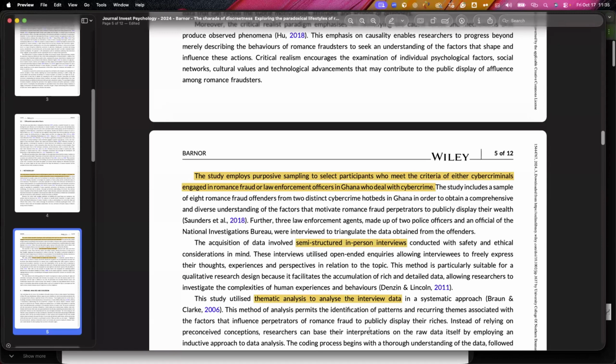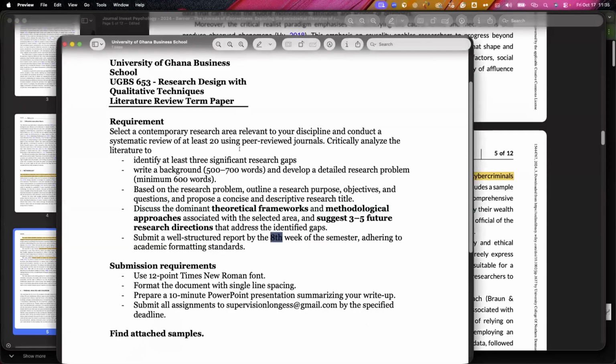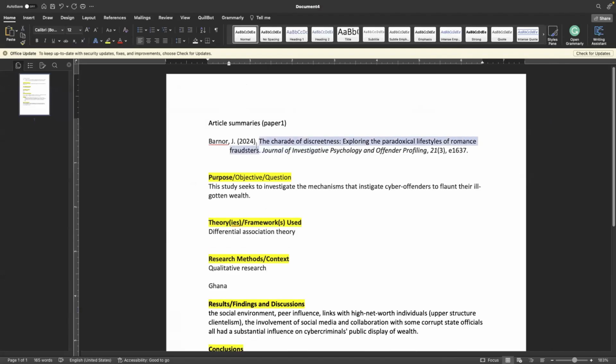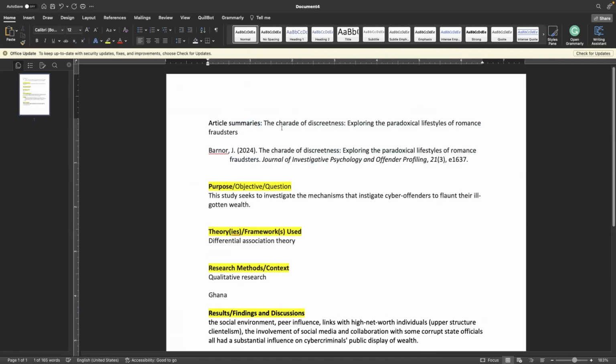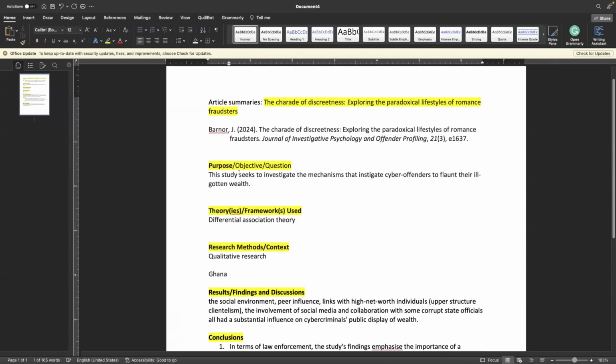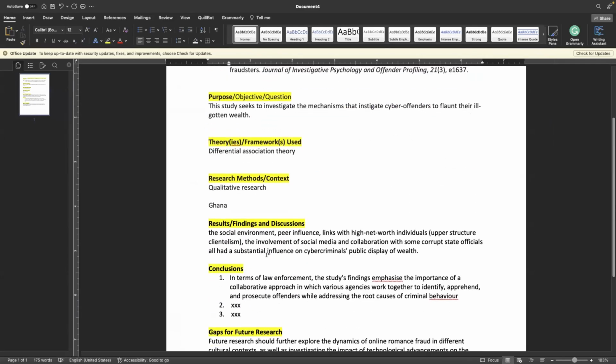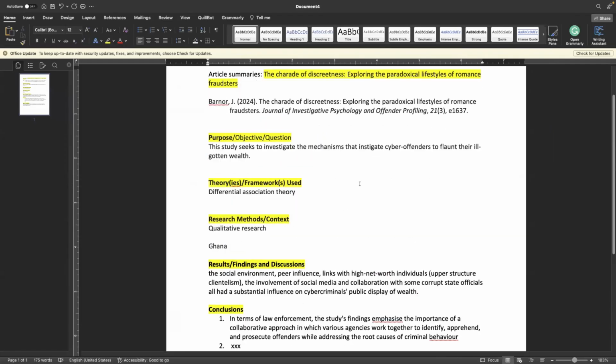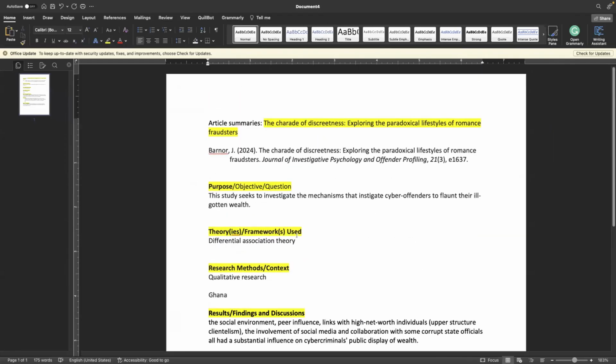Okay. And so once this is done, you do this for all the 20 articles that you are going to work on. Paper one. So we can just put this one here. And so we are done with this paper. Then you do same for paper 2. You do same for paper 3. You do same for paper 4. All the way to the 20th paper.